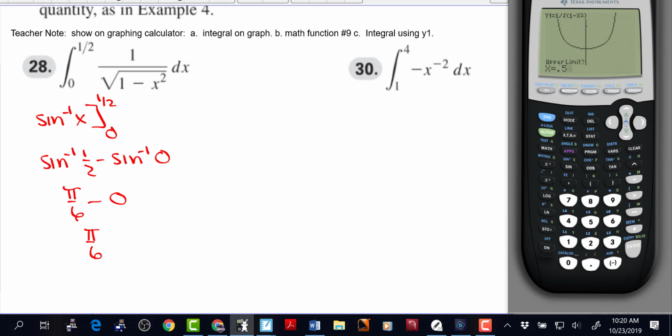or I'll just put 0.5. It actually shows the area under the curve and then tells you what the value is, what the area is. So it even shows you area under the curve for that.